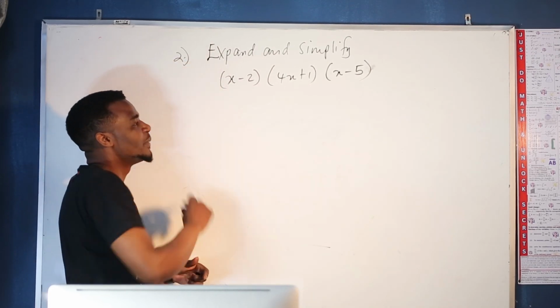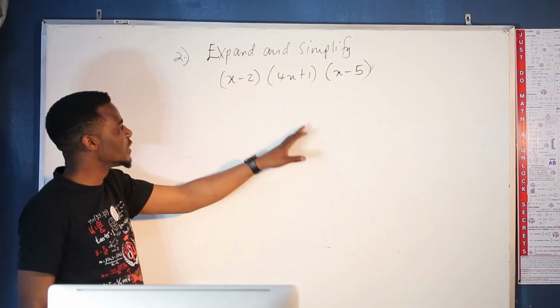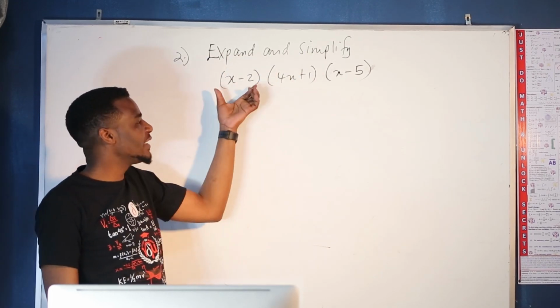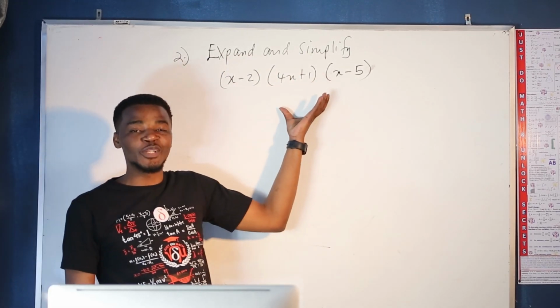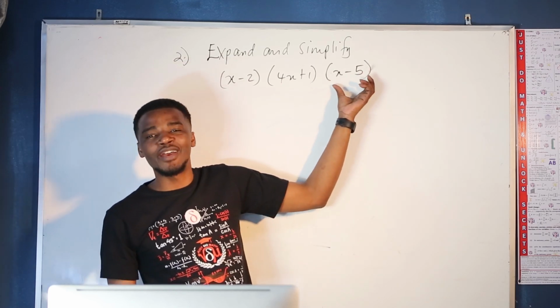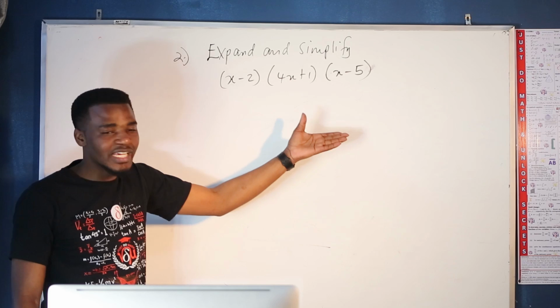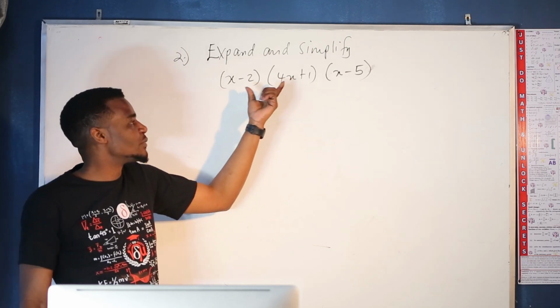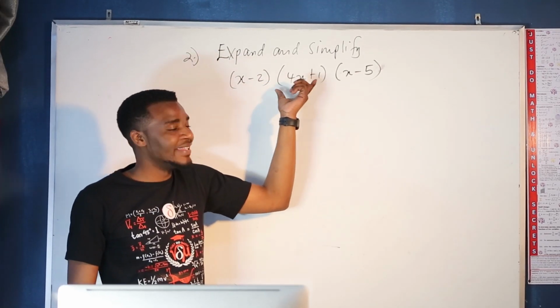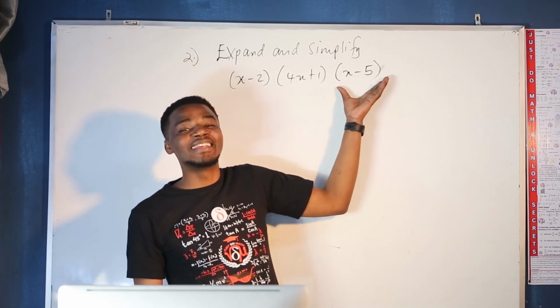Let's call this problem 2. So here we have this problem. Expand and simplify (x − 2)(4x + 1)(x − 5). If you take a closer look here, we have 3 expressions. This expression is multiplying this expression, and this expression is also multiplying this expression.